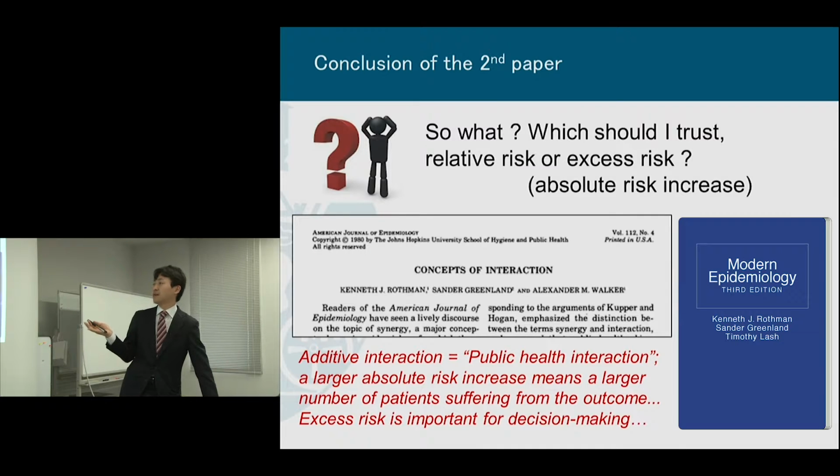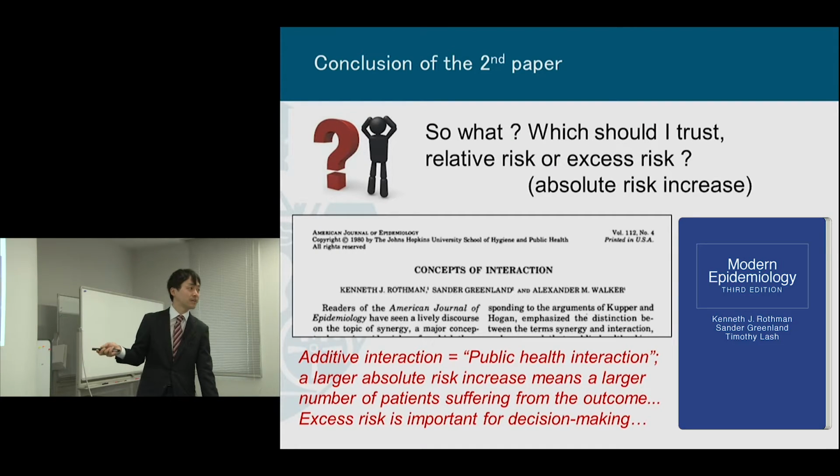And I reviewed previous expert opinions and textbooks. As far as Rothman says, if you compare relative risk or excess risk, additive interaction may be more important, named public health interaction, because a larger number of absolute risk increase means a larger number of patients suffering from GI bleeding due to drug. So excess risk is important for decision making in clinical practice. So he suggests to focus on excess risk.